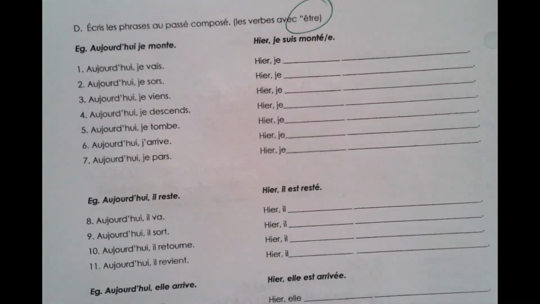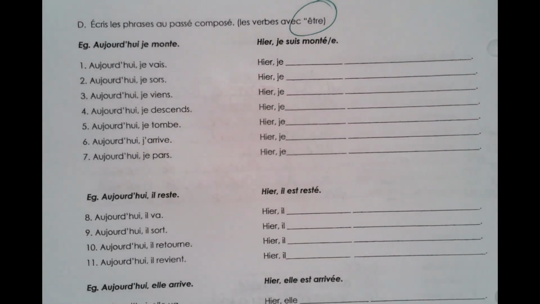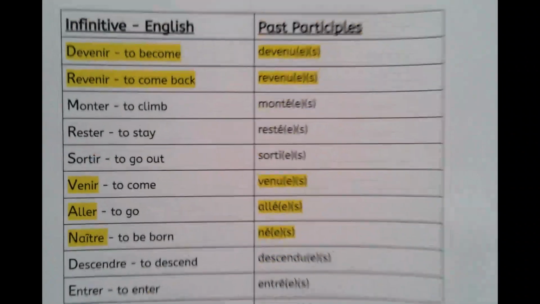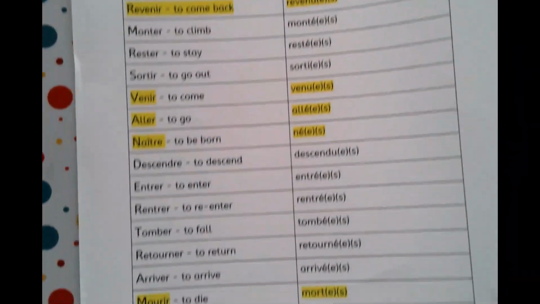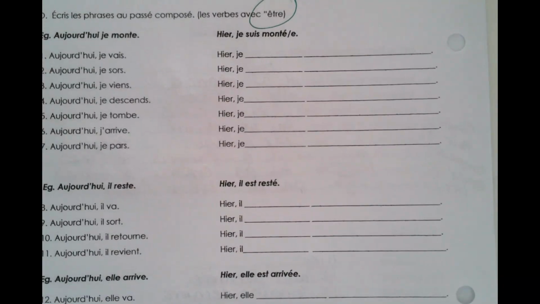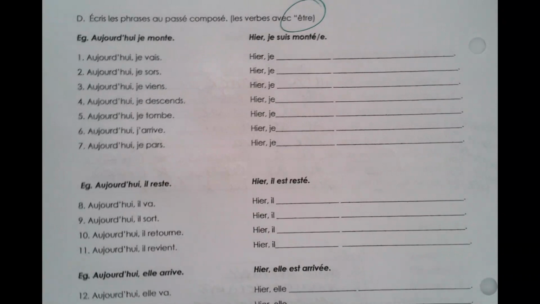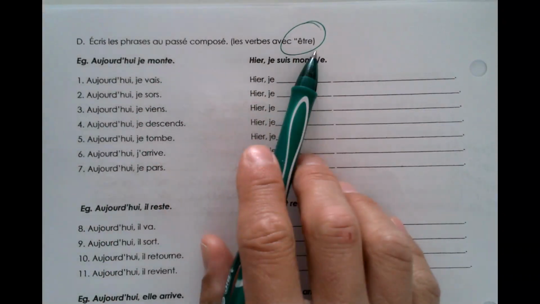So here, this is where you have to use this resource right here. Remember Dr. and Mrs. Vandertramp. Okay, this is where you need this. So this is the passé composé avec être.